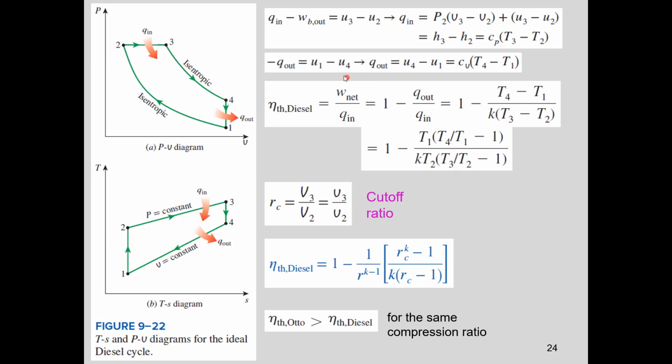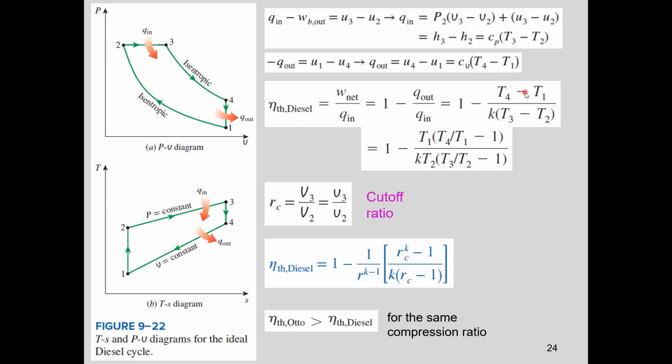Okay, so for each process you can also apply the ideal gas relation, as we will see in the solutions of some problems. So using Q in and Q out, you can express thermal efficiency of the diesel cycle as net work divided by heat input. Net work is Q in minus Q out. As a result, thermal efficiency of the diesel cycle is 1 minus Q out over Q in. And Q out is given by this formula, Q in given by this formula.